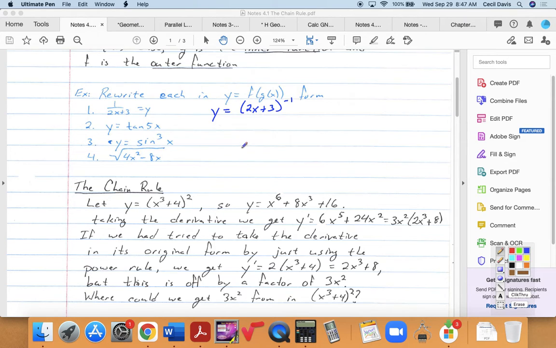Some of them are as simple as number 2, where all you really have to do is add a set of parentheses to see that it's a composite function. This is y is equal to the tangent of 5x. And some of them really are just that simple. What about y is equal to sine cubed of x? You would say y is equal to sine of x quantity cubed. Exactly right.